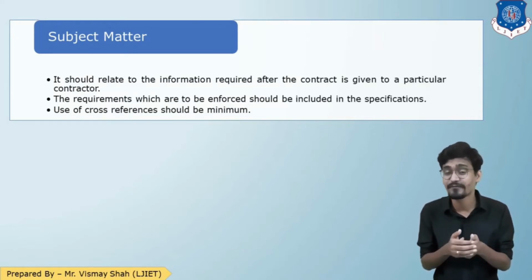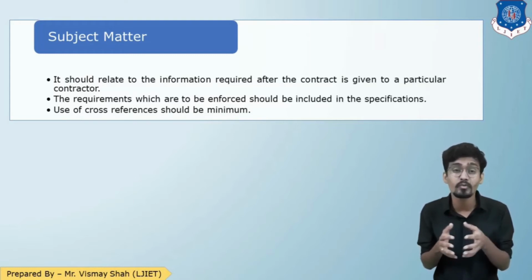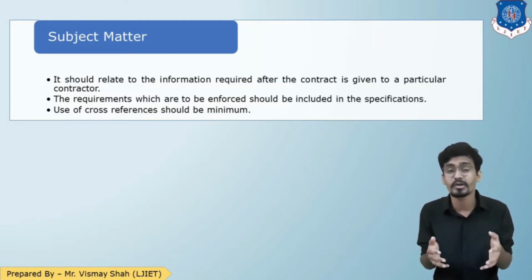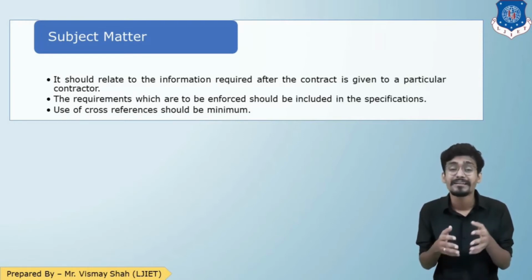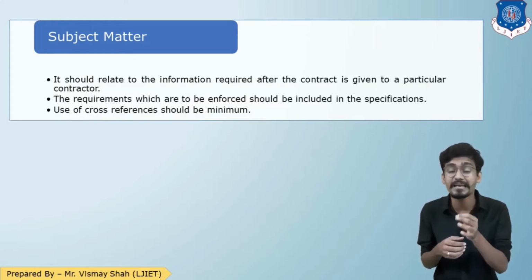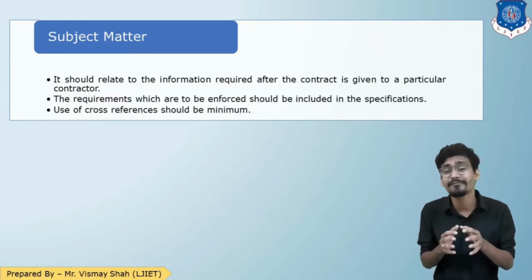If you provide less information, the contractor is going to work very less, or work according to that. If you give very extra information, the contractor is going to get confused, or it might happen that the contractor misinterprets the data. So subject matter should be clear: only the information which you want to provide to the contractor in connection with the work, only that information you have to provide.